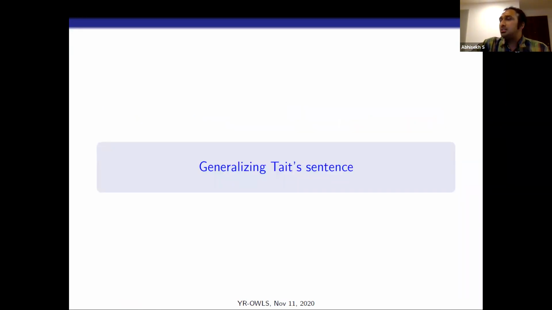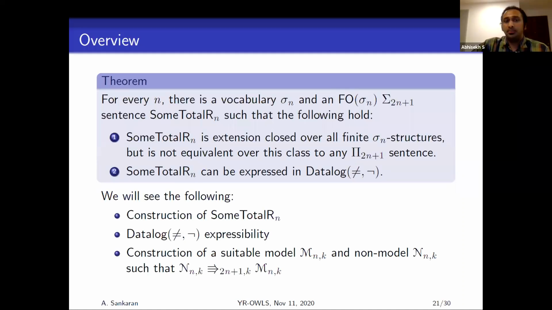So generalizing Tait sentence, it's very easy. You just completely bootstrap this on the constructions. So this is the result that we want to show, that there is a sigma 2n plus 1 sentence which is extension closed but is not equal to any pi 2n plus 1 sentence in the finite, and it is expressible in Datalog. So once again, we look at the sentence, Datalog, and Mk and Nk. It's exactly the same thing, just lifted to n.